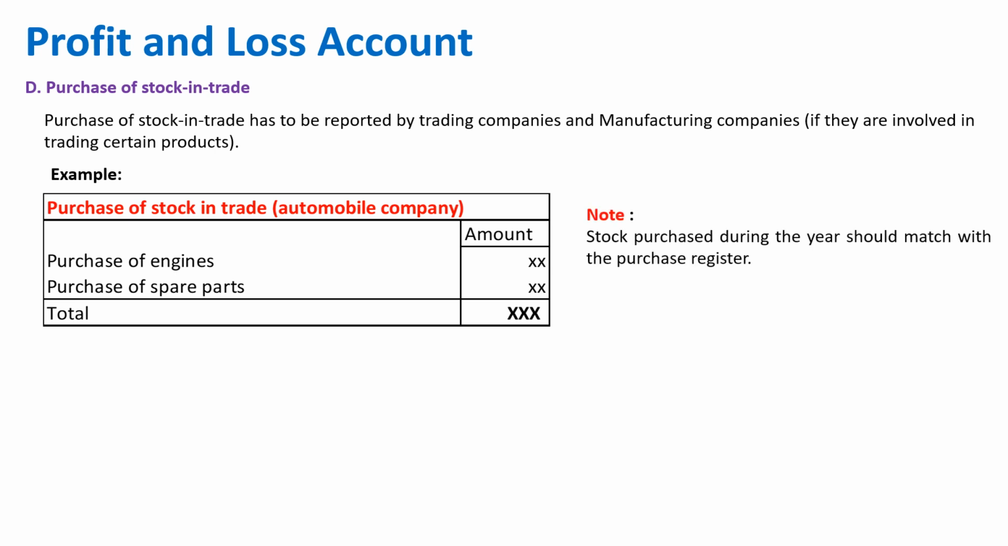Now, this purchase, what you're going to report here, you have to ensure that it matches with the purchase register. This is very critical. If you're not matching, then your auditor may come and challenge you saying that the numbers reported in the financial statement are not correct. So whenever you're reporting these numbers, ensure that the numbers match with the purchase register.